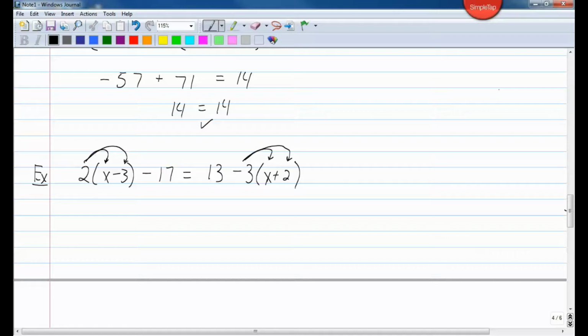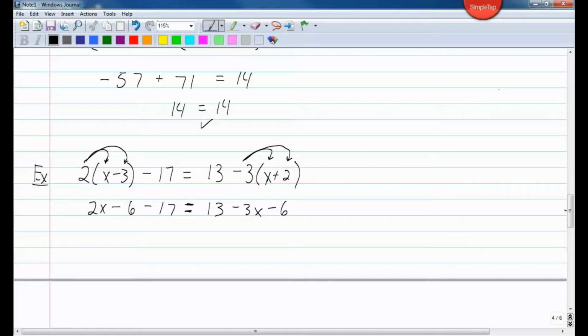Alright, so positive 2 times x is 2x. Positive 2 times negative 3 is negative 6. Alright, then I have minus 17. I just bring that down. Equals positive 13. Negative 3 times x is negative 3x. And negative 3 times 2 is negative 6. So I've distributed. Now what I want to do is I want to just work with this side of the equation, the right side, and the left side separately.